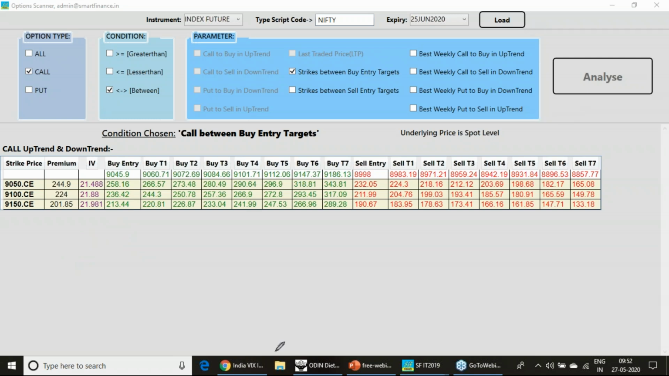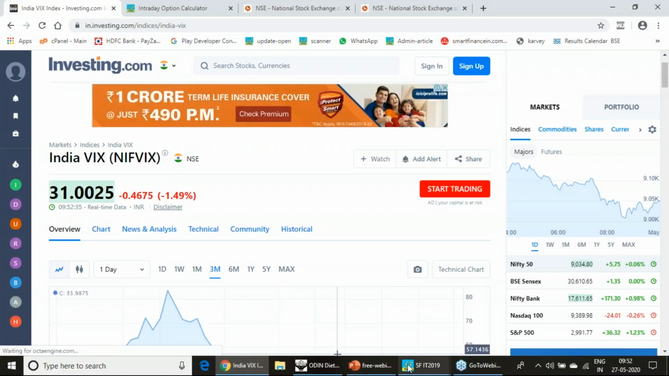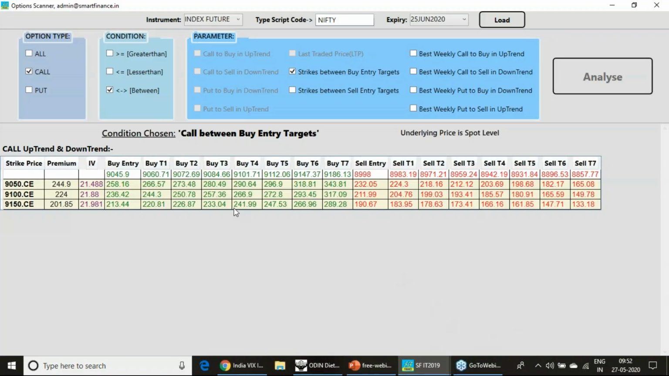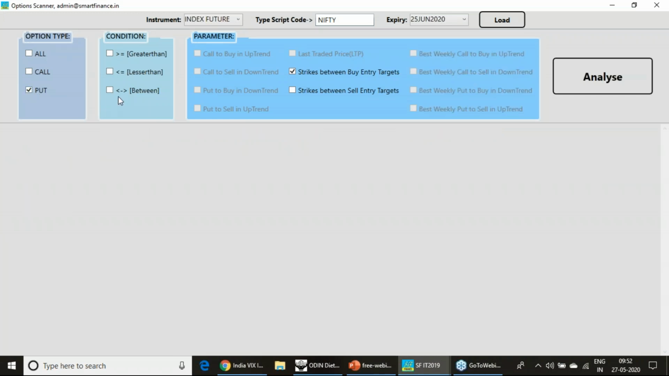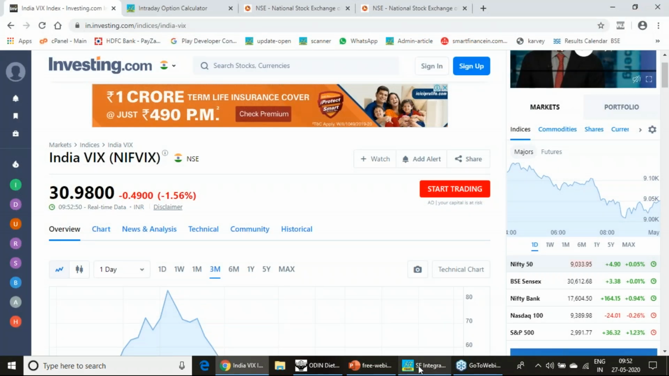I have decided to buy the call options because the VIX is now falling. Analyze this. If the VIX is rising, I can choose the put options here, with the strike between the sell entry and targets, and this will give me the different strikes here. So depending on the VIX, I can make the choice. This particular scanner can simplify your job to a great extent.